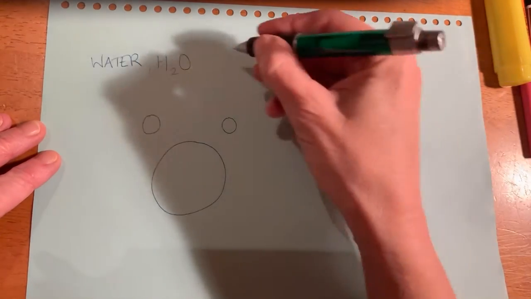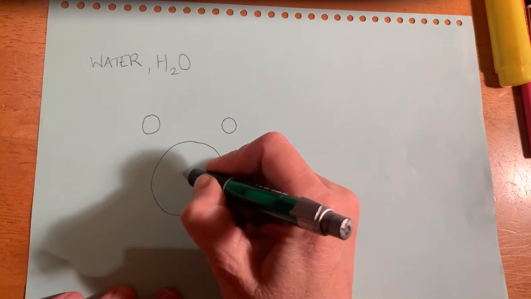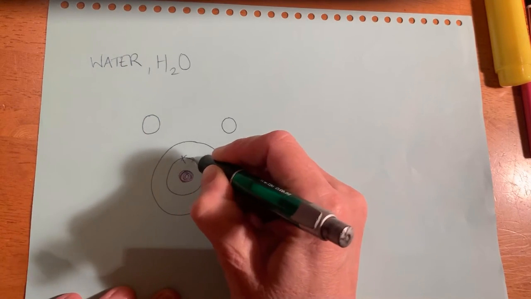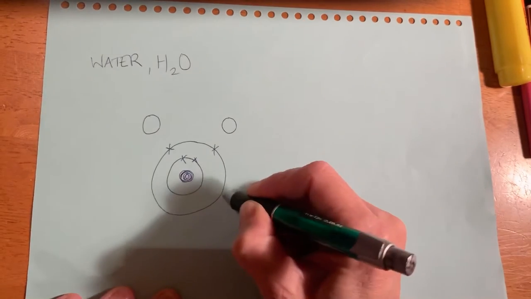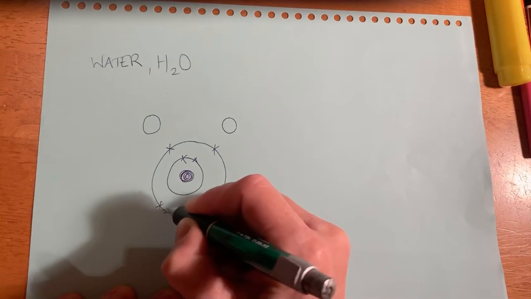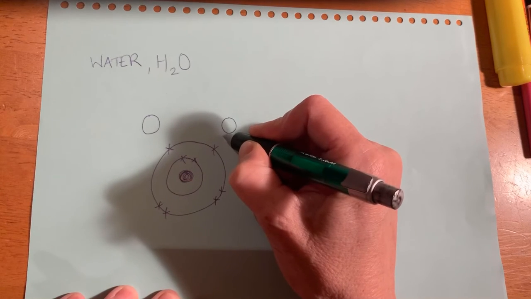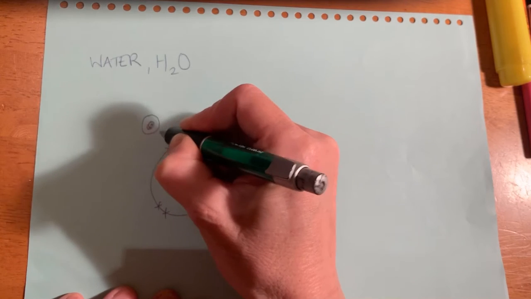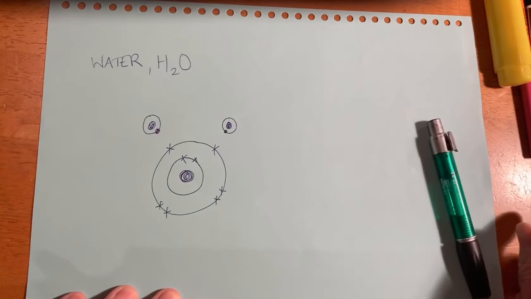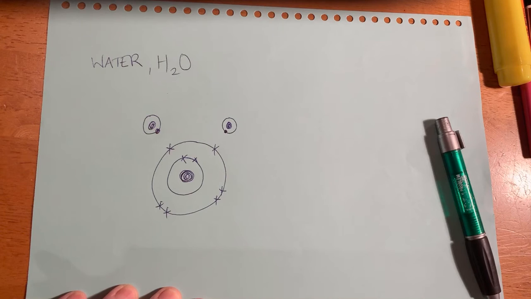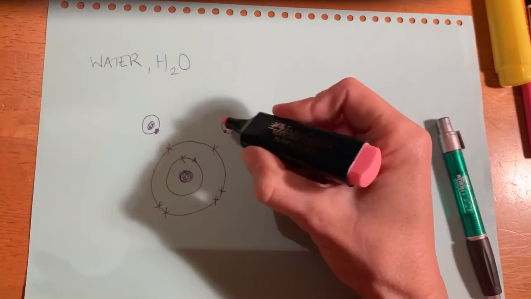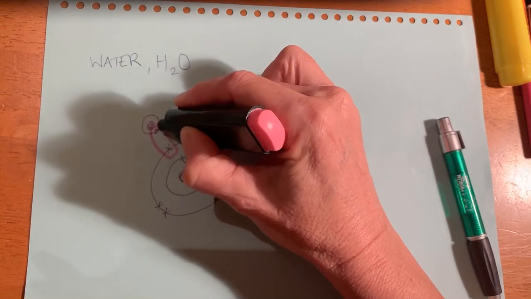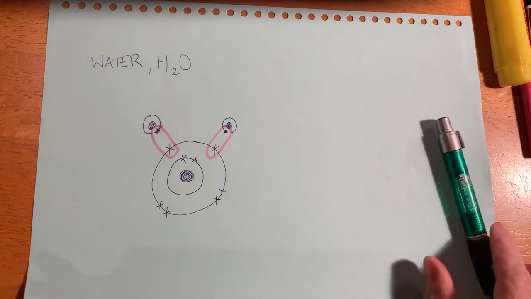Now oxygen has 8 electrons, so it's got its nucleus here. It's got 2 electrons there and then 6 in its outer shell. And then hydrogen has 1 electron. Now what happens is that these 2 electrons here are shared between the oxygen and the hydrogen.